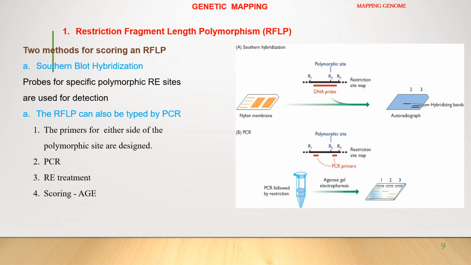In the case of PCR-based detection, specific primers are designed for the polymorphic restriction sites and amplified by PCR. This is then digested with the specific restriction enzyme and then scored in a gel. The figure on your right is an illustration of these two methods.